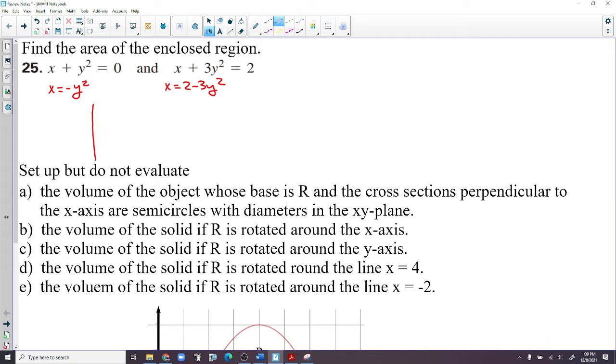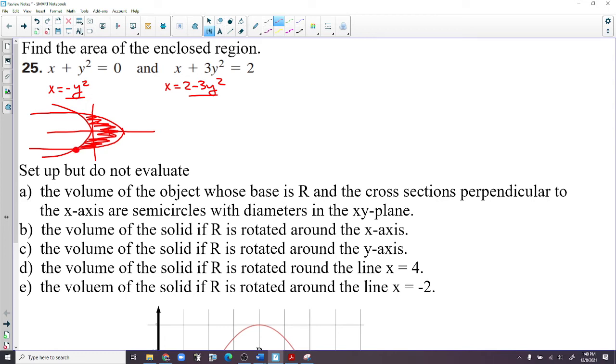We're finding the area, not the volume, so normally we want to know which is the top function and which is the bottom, but here we're going to look for which is the right and which is the left. Negative y squared would look like this. And if I plug 0 into the other one for y, we get 2. But this is going to the left much quicker than this one, so it looks more like that right there. We want to find the enclosed area. There we go. We're going to find that area right there.